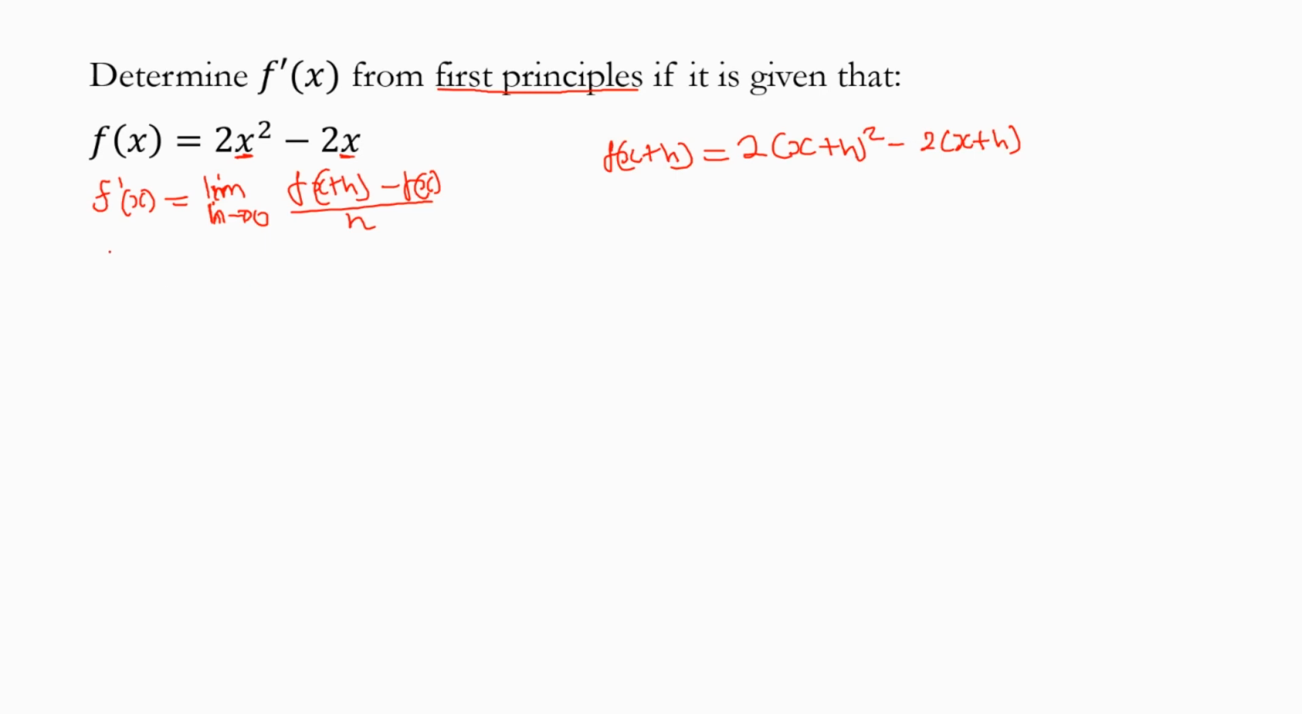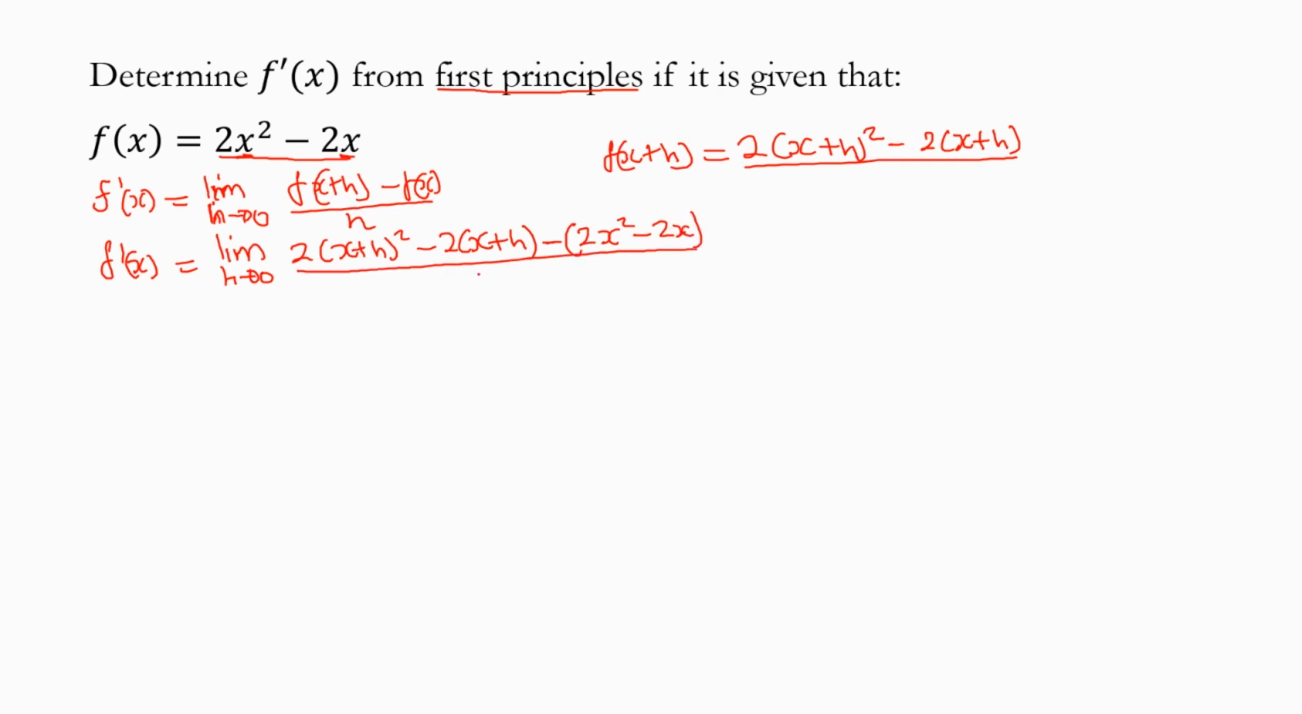Then let's substitute here. So f prime x is equal to the limit as h approaching 0, and then f of x plus h is this whole thing. So it's 2 times x plus h squared minus 2 times x plus h, minus f of x. This is f of x. Please make sure that you don't make this mistake. Always put your f of x inside the brackets. So it's going to be 2x squared minus 2x. Put it inside the brackets like that, and then over h.